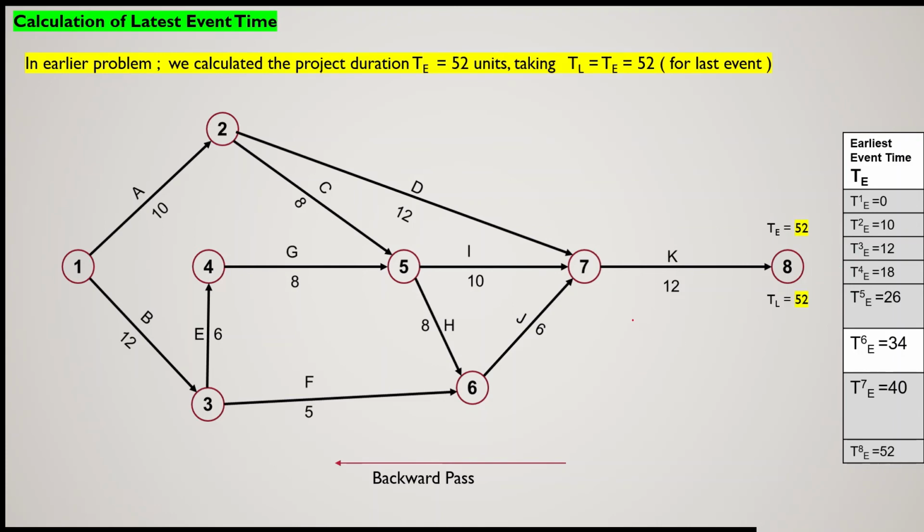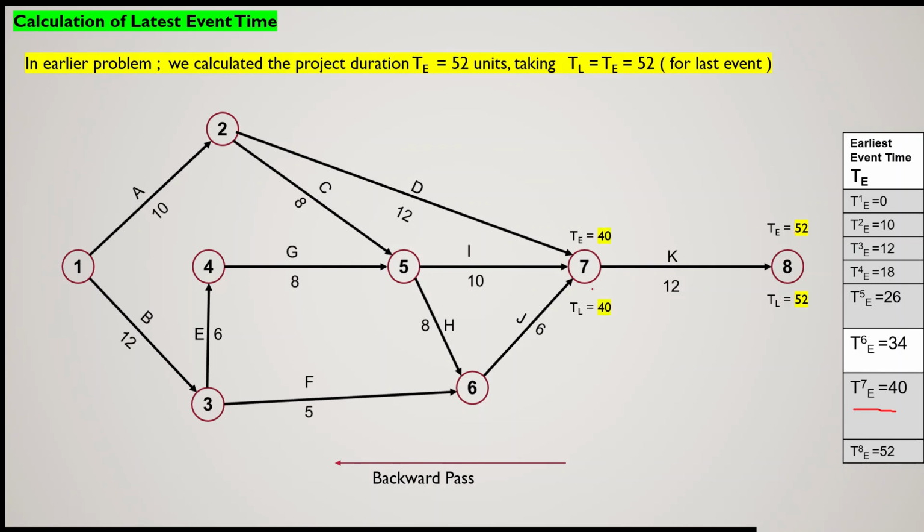Now if we go back to event number 7, we have to calculate the latest possible occurrence time of event number 7. The earliest possible time of event 7 was 40. Now let us see what is the latest possible time of event number 7. That will be given by 52 minus 12.